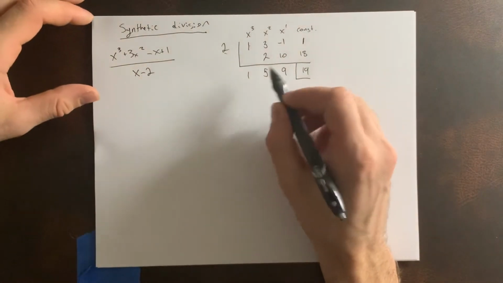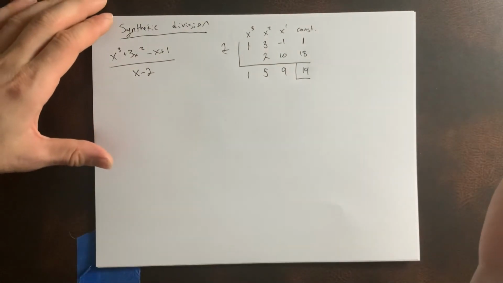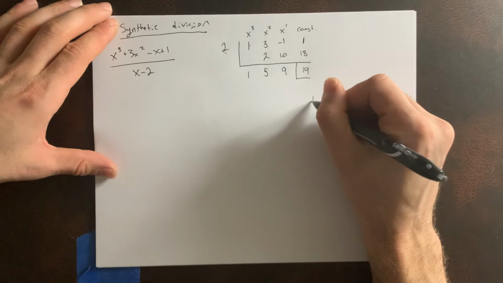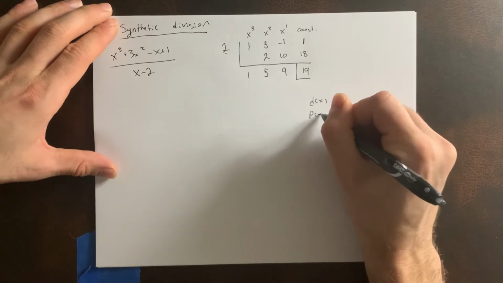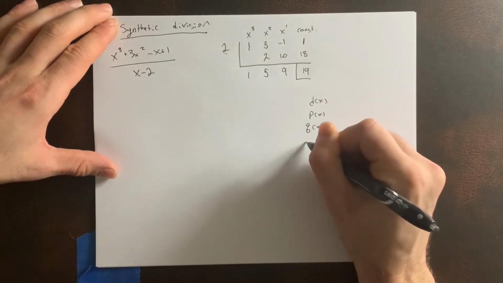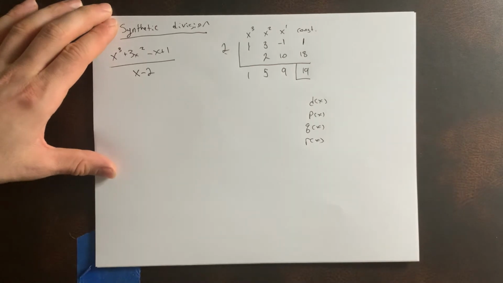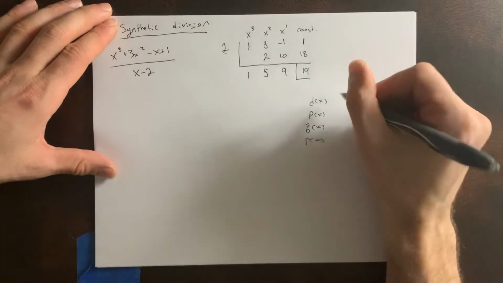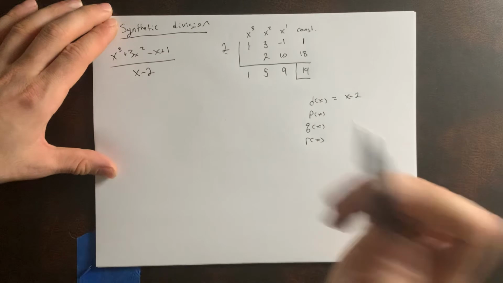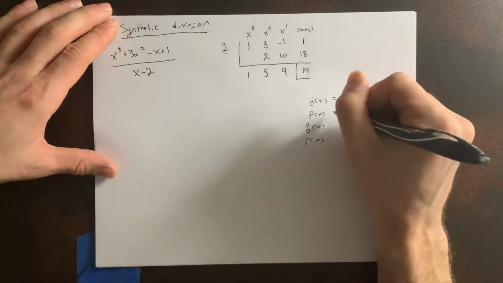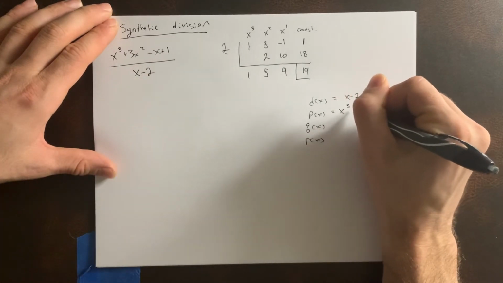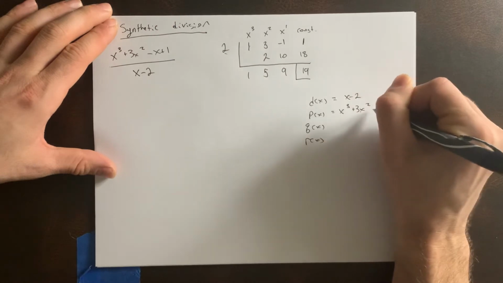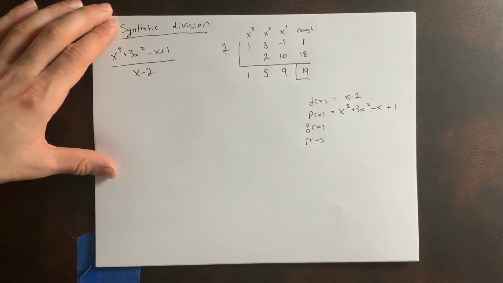And let's start by filling out, just like before, a d of x, a p of x, a q of x, and an r of x. So let's just start with the d of x. Like we said before, the d of x is always the thing on the bottom, x minus 2. P of x is always the thing on the top, x cubed plus 3x squared minus x plus 1.